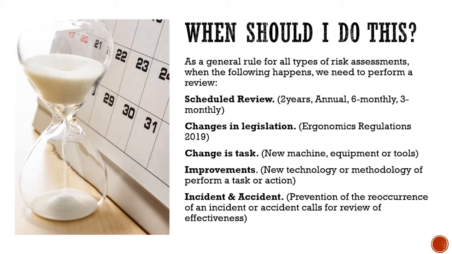But do we just change the dates? Well, no. We need to look at the next 4 items. We need to see, is there a change in legislation? Has something come out? Has something been promulgated? Let's take, for example, the ergonomics regulations of 2019 that are going to be coming into effect in 2021. I think it's March or April, somewhere around there. And that means that you have to have ergonomics regulations 2019 implemented into your risk assessment.